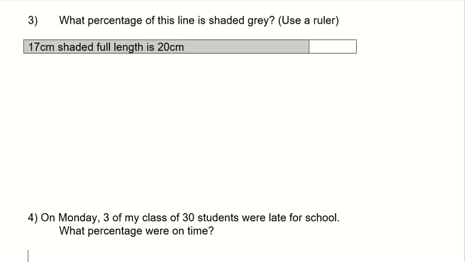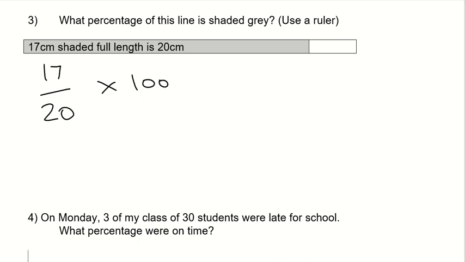So let's move on. What percentage of this line is shaded grey? Use a ruler. So I've actually given you the measurements here. The full length from one end to the other end is 20 centimeters, and the grey shaded area is 17 centimeters. So the fraction would be 17 over 20 multiplied by 100.